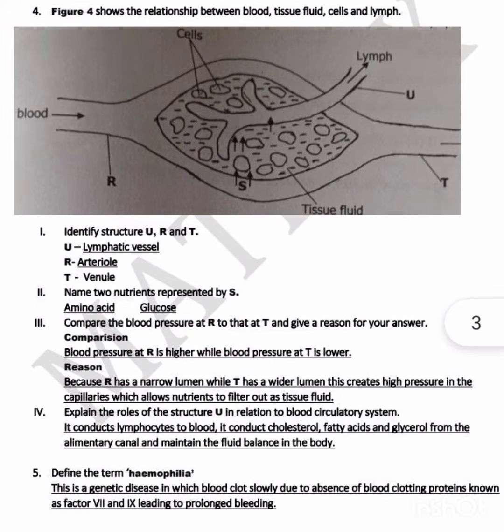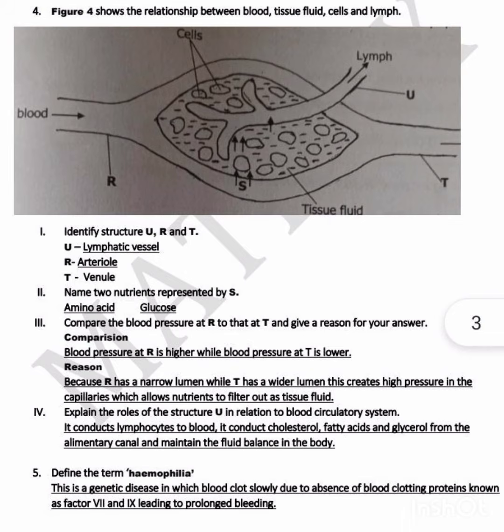Okay, so let's look at question number 4. Question number 4 is saying, Figure 4 shows the relationship between blood, tissue fluid, cells and lymph. Roman numeral 1: identify structures U, R and T.